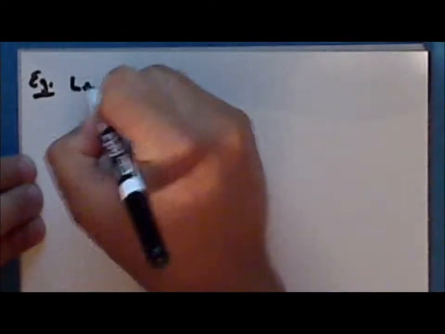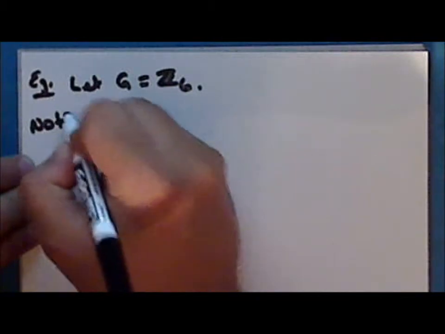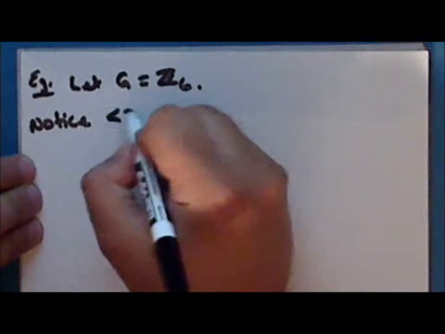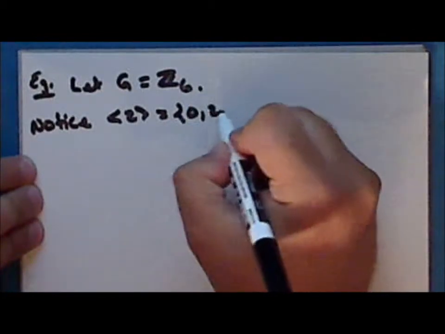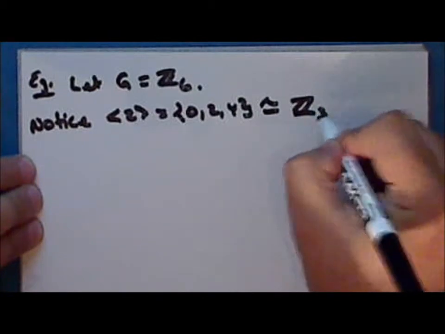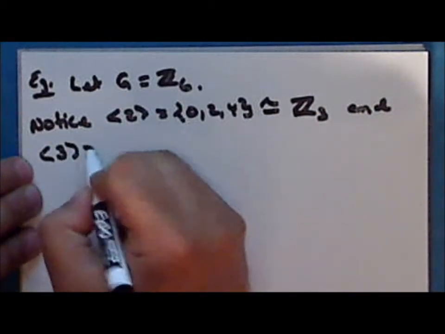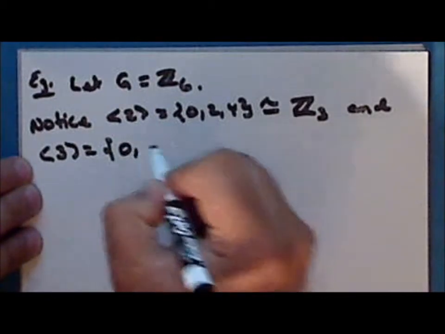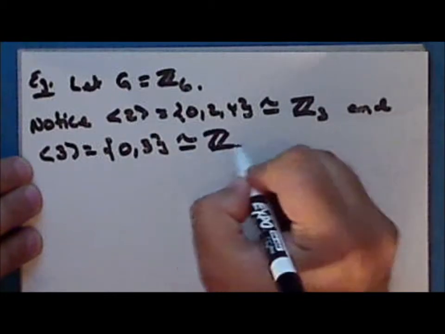So let's look at an example. Let G be the integers modulo 6. Notice that the subgroup generated by the element 2 is the group containing the elements 0, 2, and 4, which is isomorphic to the integers modulo 3. And the subgroup generated by the element 3 is the group containing the elements 0 and 3, which is isomorphic to the integers modulo 2.